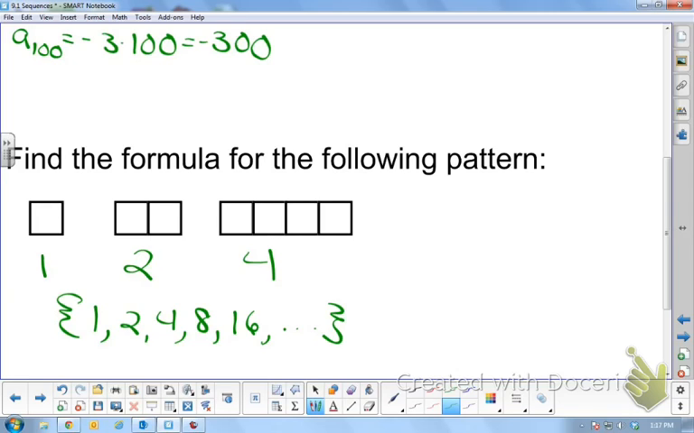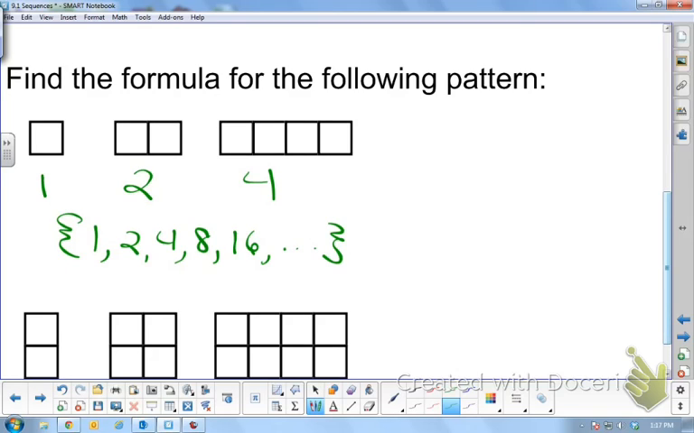So we already had some guesses as multiply. What are we multiplying by every time? 2. So we multiplied by 2 every time.